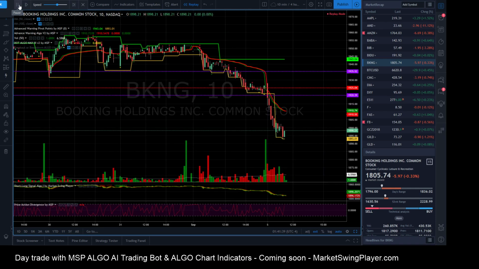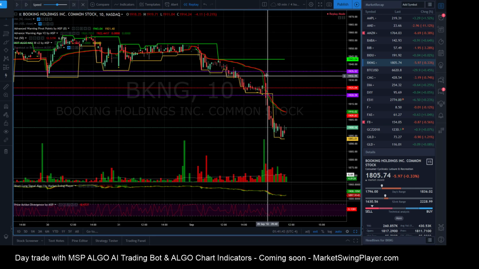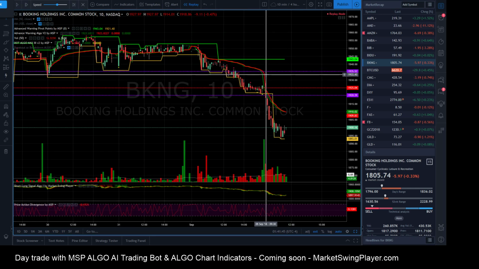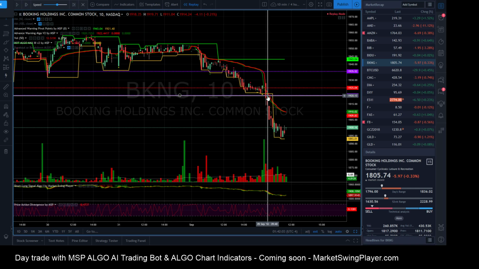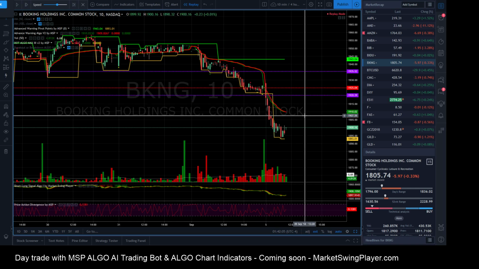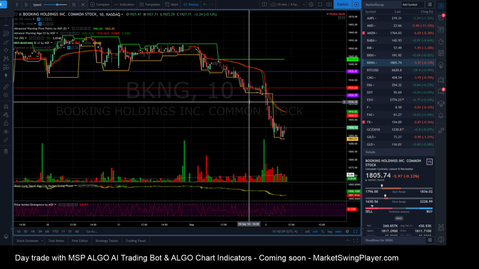So as the market opened, let me pause this. This is the market open here. And we could see that our reversal pivot became resistance. And we could also see that our lower range became resistance. So we know we're playing resistance. So this dropped at 100 miles an hour.